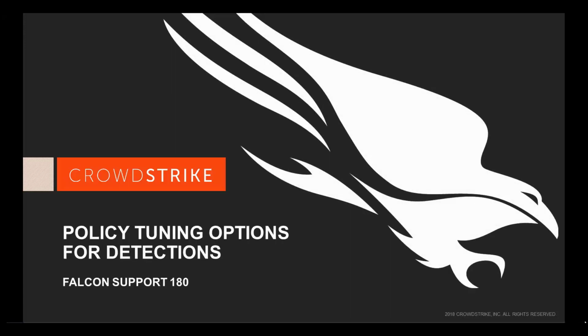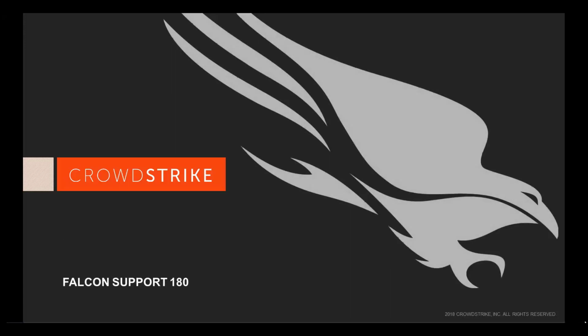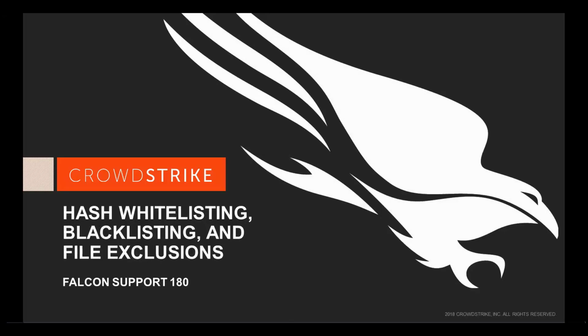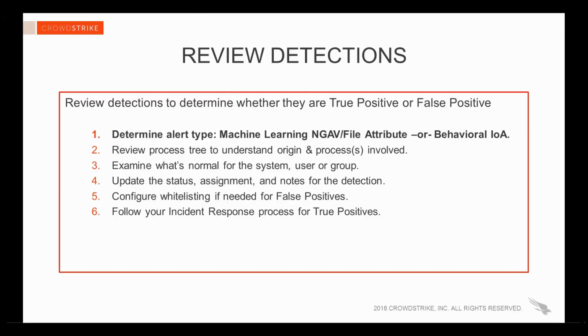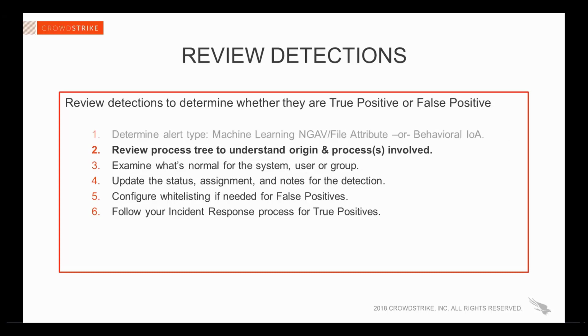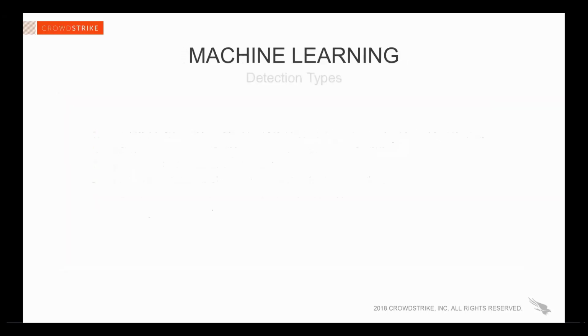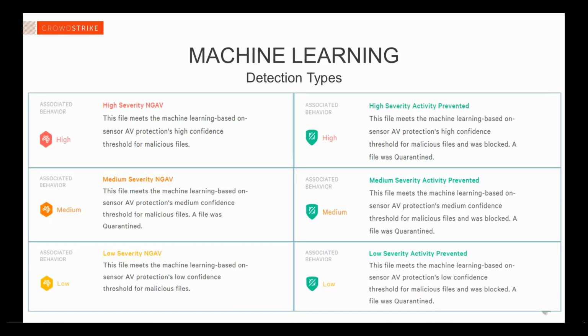Policy tuning options: hash whitelisting, blacklisting, and file exclusions. Determine the detection alert type, machine learning or behavioral based. Review the process tree to understand origin and related processes. Examine what is normal for the system, user, or group. These are the NGAV and activity prevented detection types.